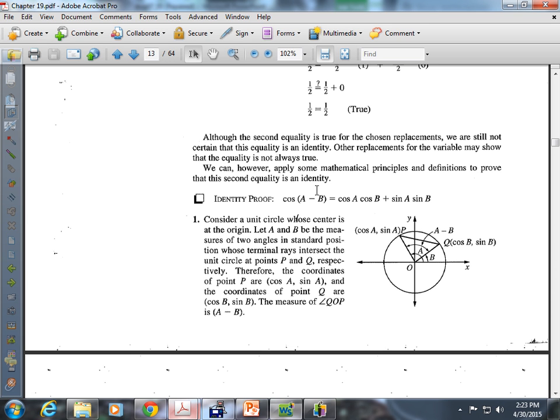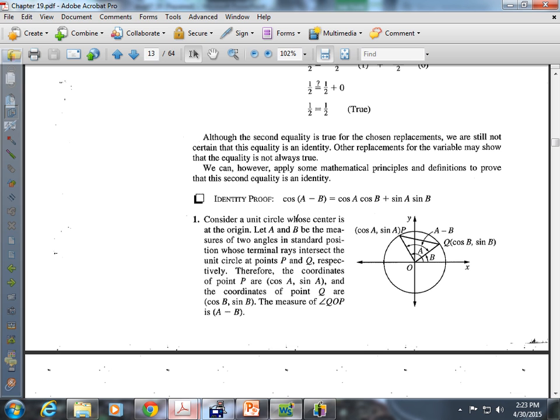Law of cosines. If I know what this side is and what this side is, do I know what OQ and OP are equal to? Yes, it's a unit circle and they're radii of the unit circle. If I know these two sides and the included angle, what is the measure of this angle right here? A minus B, right? If I know two sides and the included angle, law of cosines will allow me to find the third side.